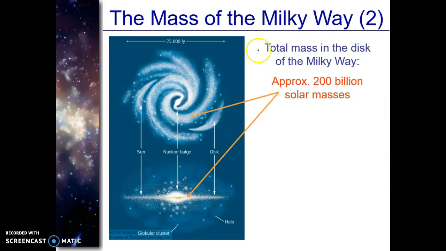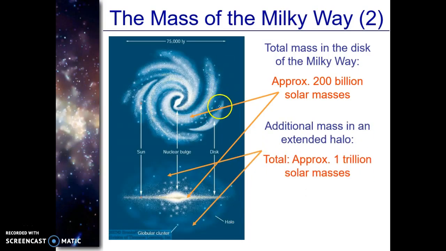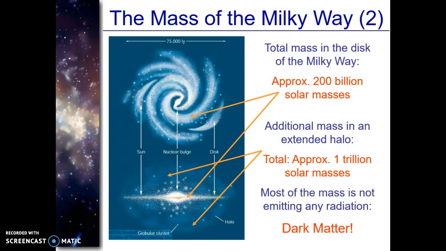All right, mass of the Milky Way. The total mass in the disk of the Milky Way, now think, the disk is these outer spiral arms, is approximately 200 billion solar masses. Additional mass will extend into the halo up here, which is approximately 1 trillion solar masses. Most of the mass is not emitting any radiation whatsoever, and we would call that dark matter. So the mass not emitting electromagnetic radiation is called dark matter.